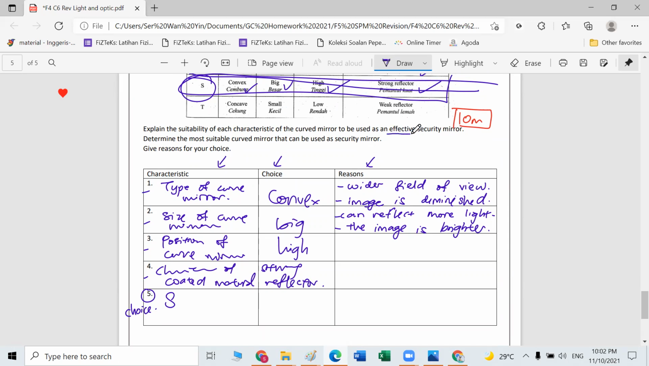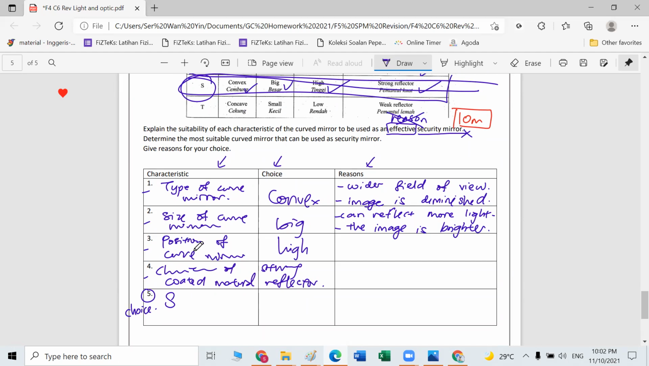Since they just say effective security mirror, we cannot use back the words in the questions. It would be effective security mirror. Cannot use back the words in the questions. These words cannot be your reason. If not, you cannot get marked.